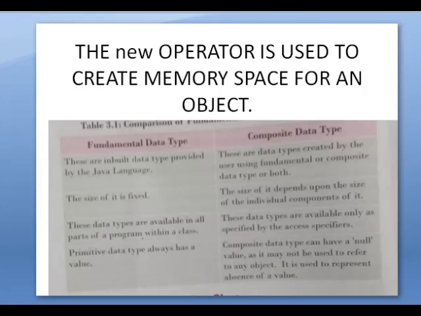The next one is the new operator. What is the use of the new operator? The new operator is used to create memory space for an object. To create a new object, we use the operator new. Now there are some differences between the fundamental data type and composite data type. There is a table; you have to study this table.